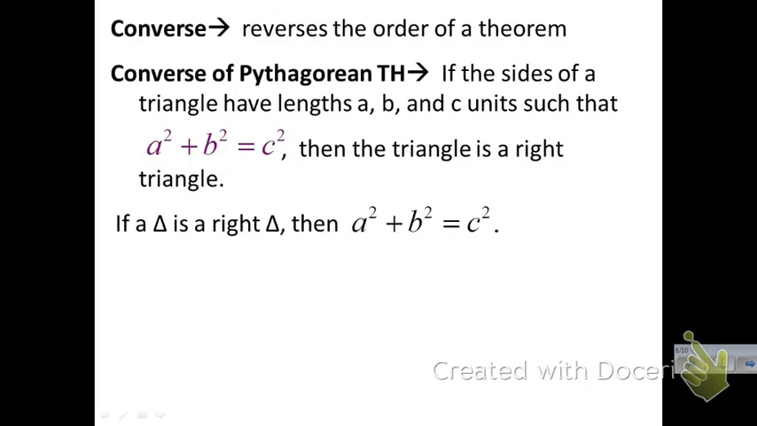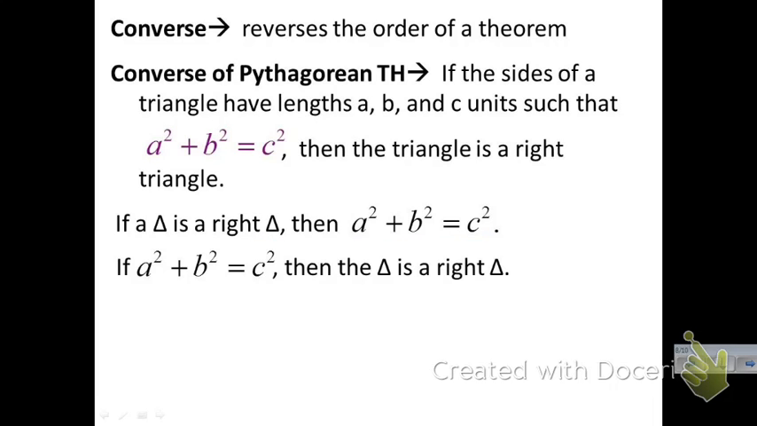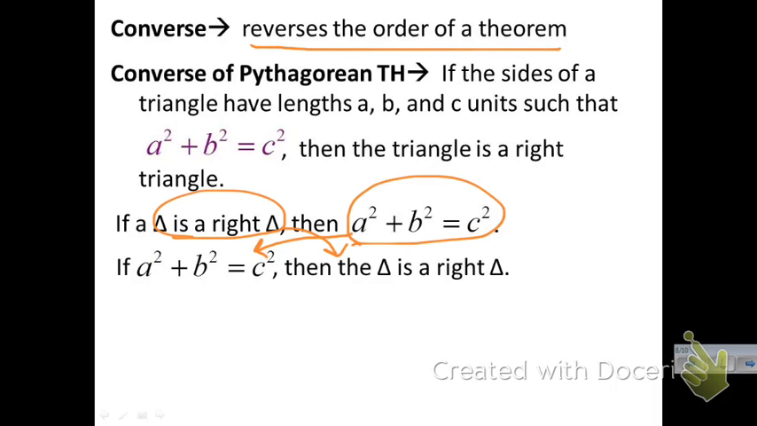And I'll illustrate that here. This is the original theorem. It says if a triangle is a right triangle, then a squared plus b squared equals c squared. The converse simply states if a squared plus b squared equals c squared, then the triangle is a right triangle. So you can see that we switch those. And that's what converse does, is it reverses the order.